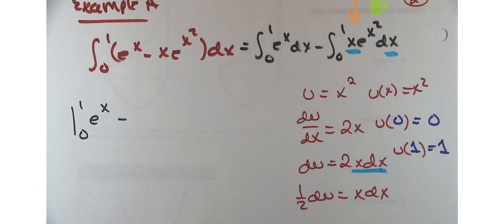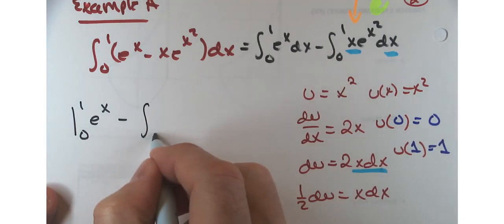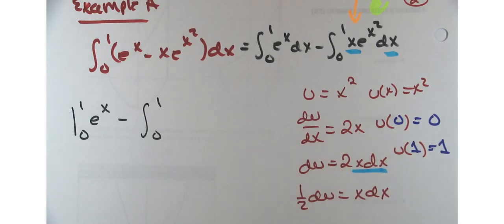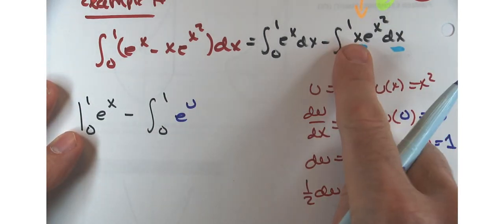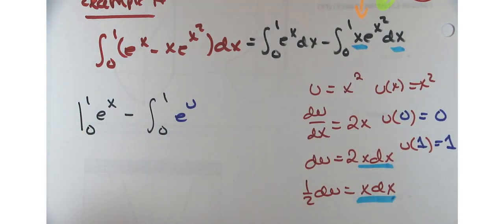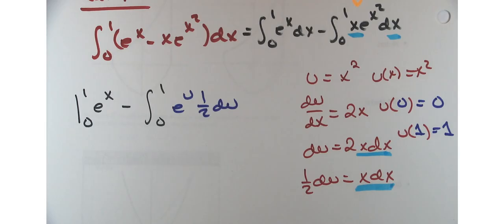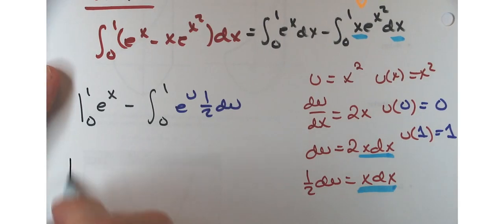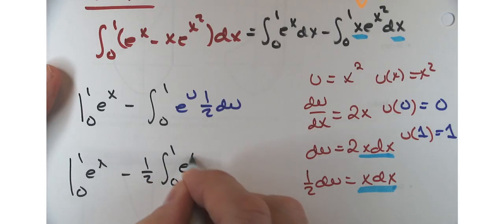So let's take a look. This becomes the integral from 0 to 1, and it's the new units, even though it looks like the old units, of e to the u, and then the x dx gets replaced by 1/2 du. So 1/2 du. I can take that 1/2 out in front, and I've got the integral from 0 to 1 of e to the x minus 1/2 the integral from 0 to 1 of e to the u du.